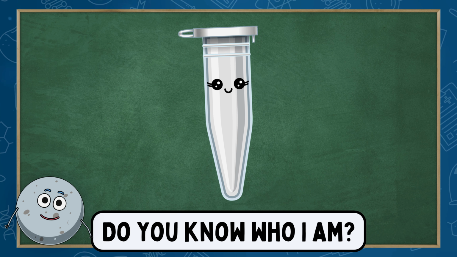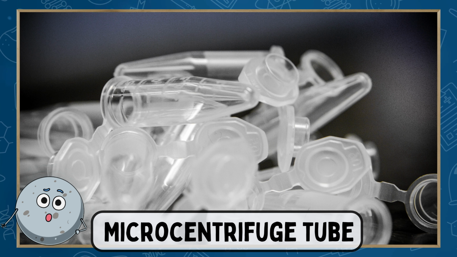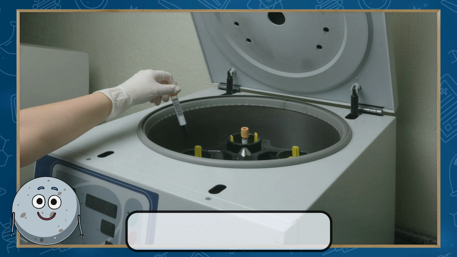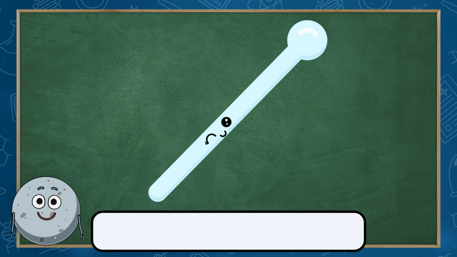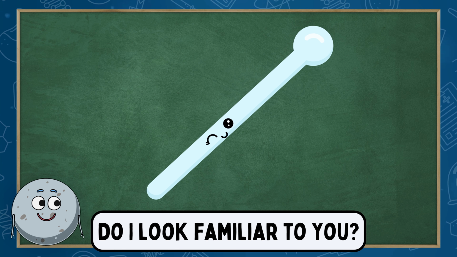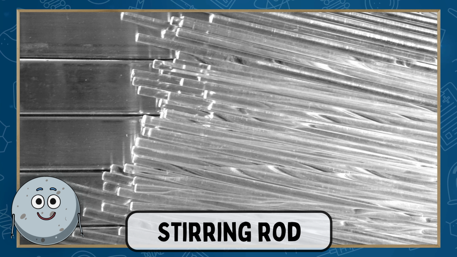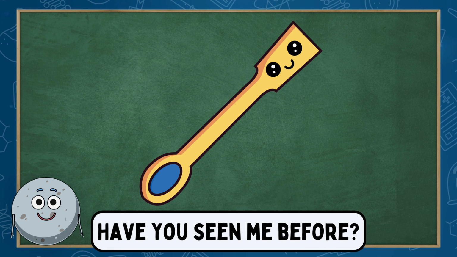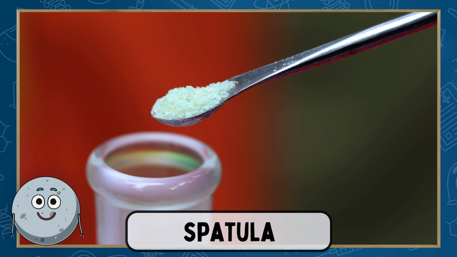Do you know who I am? I am microcentrifuge tube. Do you recognize me? I am centrifuge. Do you know who I am? I am stirring rod. Have you seen me before? I am spatula.